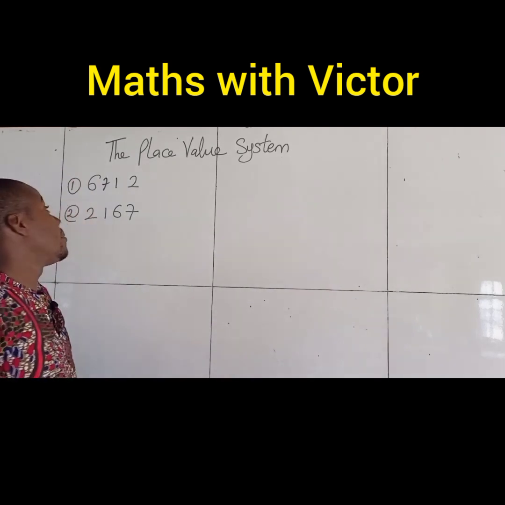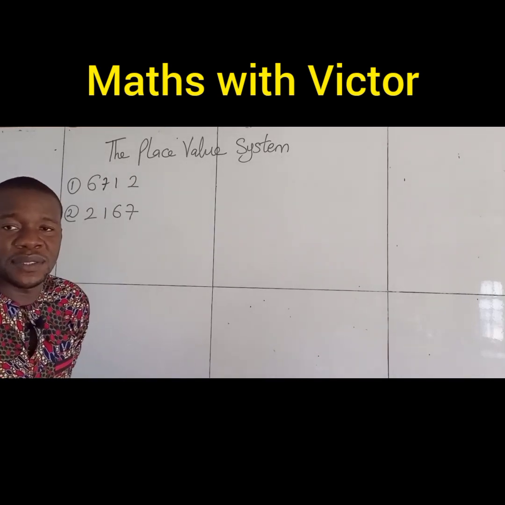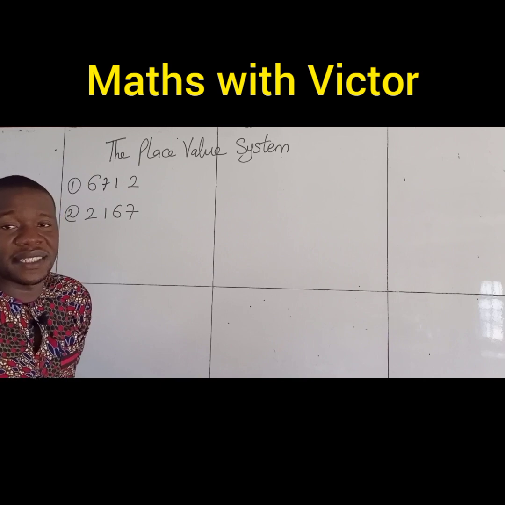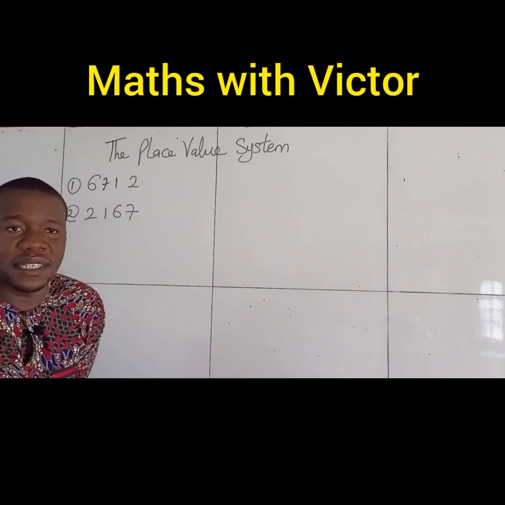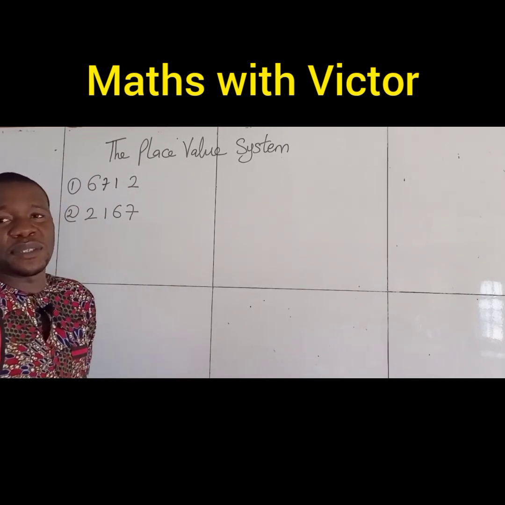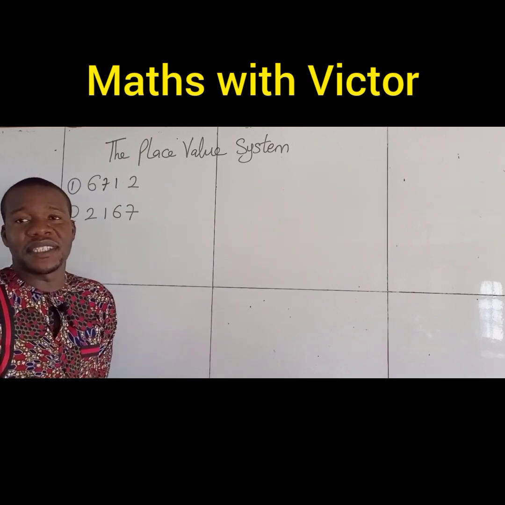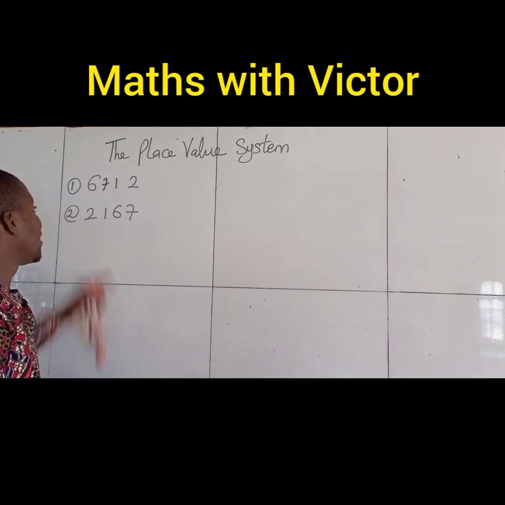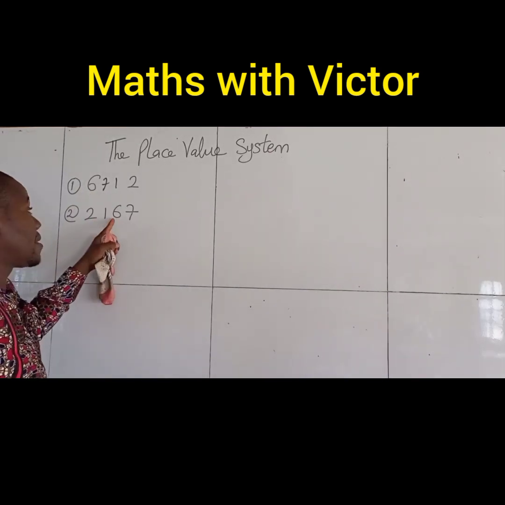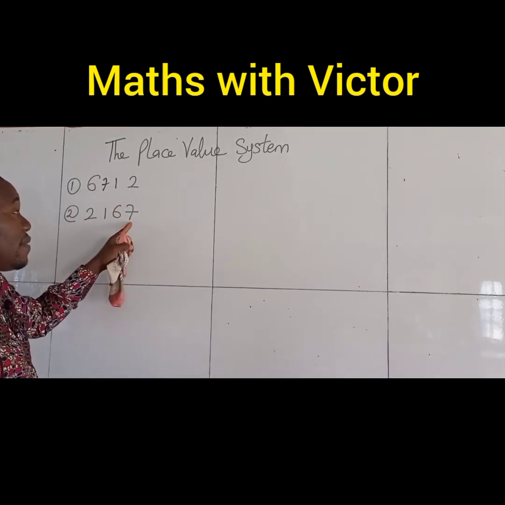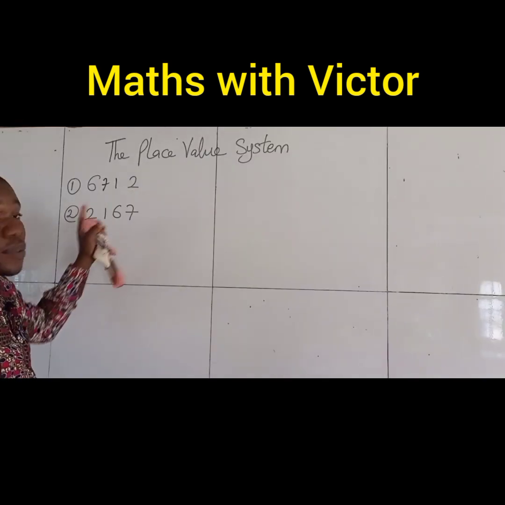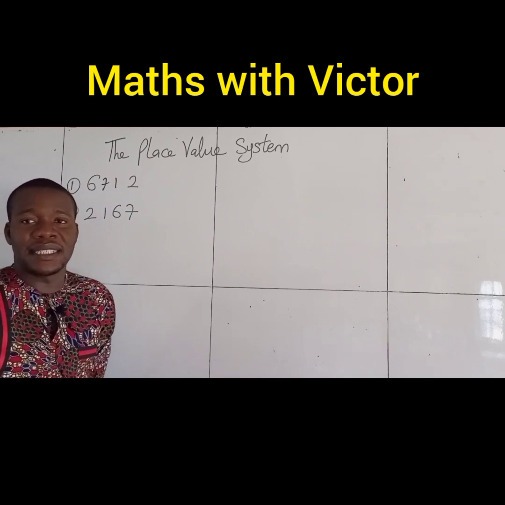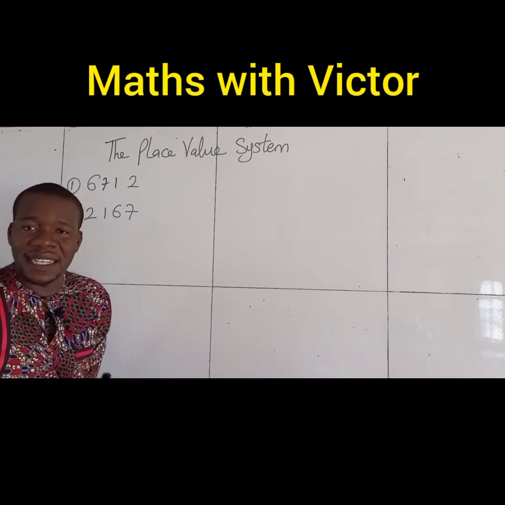The first one is 6,712, and the next number is 2,167. Two different numbers. But a careful look at these numbers should reveal a similarity or a peculiarity. You will notice that we have 6 here, we have 6 here. We have 7, we have 7, we have 1, we have 1, we have 2, we have 2. That means that these two numbers contain the same digits, yet they are different numbers.